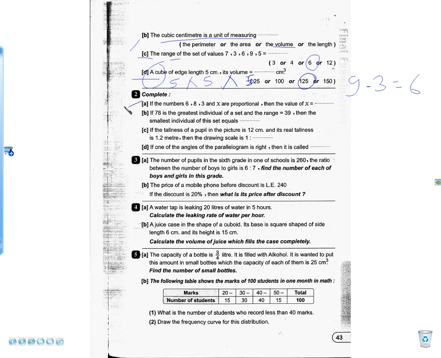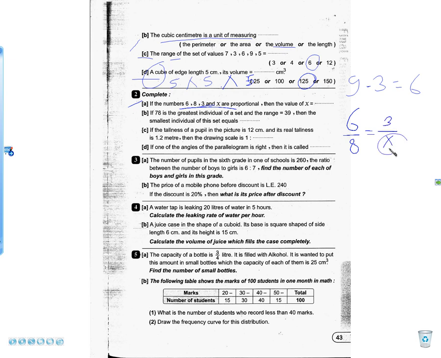If the numbers 6, 8, 3, and x are proportional. Proportional means that the product of extremes equals the product of means, and those numbers should be written down each other. 6 over 8, as we've learned, equals 3 over x. It should be done this way.